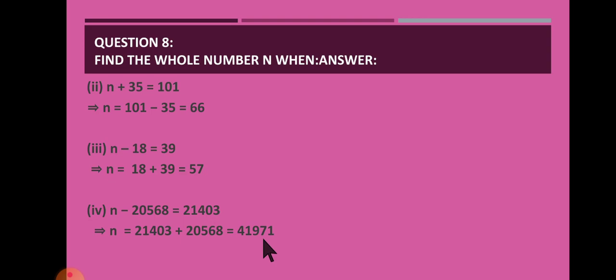So students, this exercise is completed. This question number 8 is the last question of exercise 3C. So I hope students you understand all these questions.